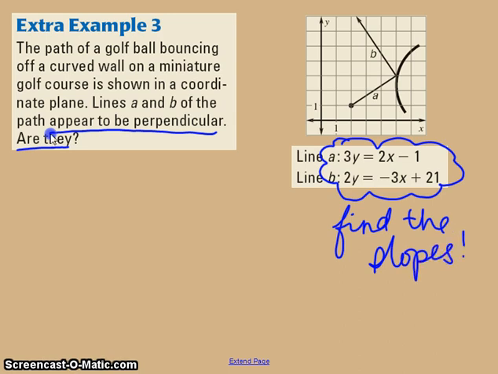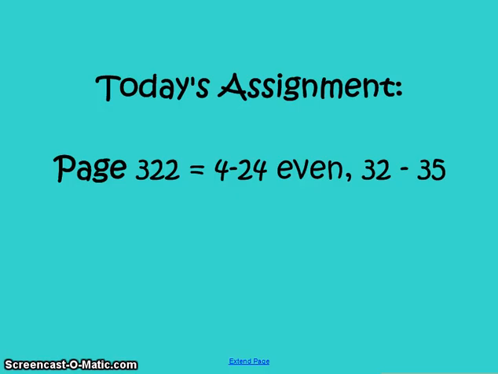If those two lines are perpendicular, the slopes will be negative reciprocals. And in this case, yes, they will, because the slope of line A is 2/3. The slope of line B is negative 3/2. So you could do that work to prove it. And here is the homework for 5.5.